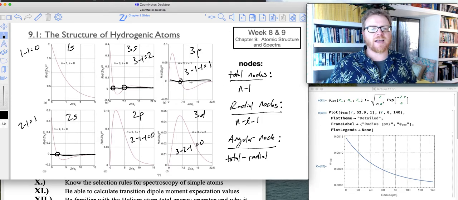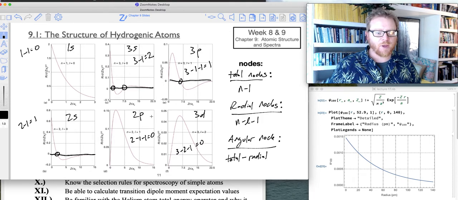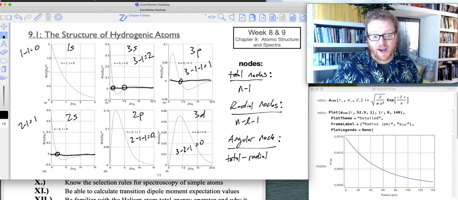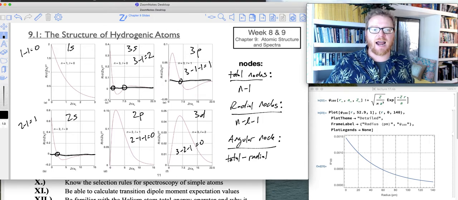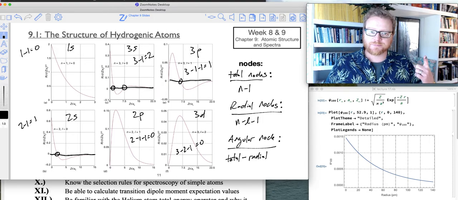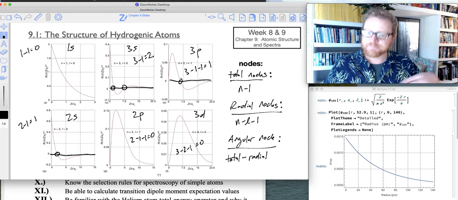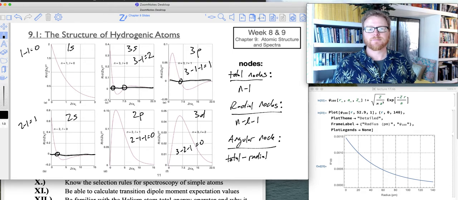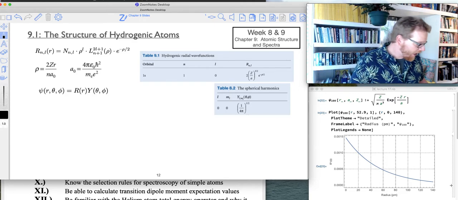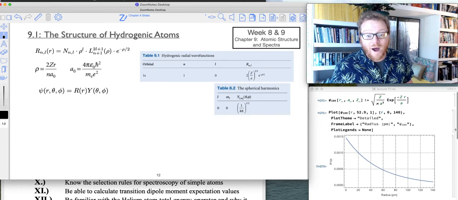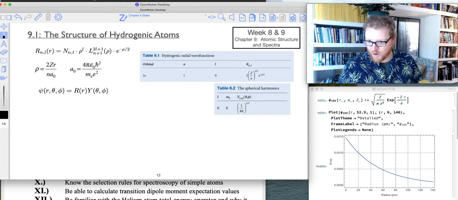Same with the 2p. There are 0 radial nodes, but there should be 1 total node because n is equal to 2. So that means 2p only has 1 angular node. 3p is going to have 1 angular node and 1 radial node, etc. Let's keep moving forward with that. And now let's put together our full 1s wave function.